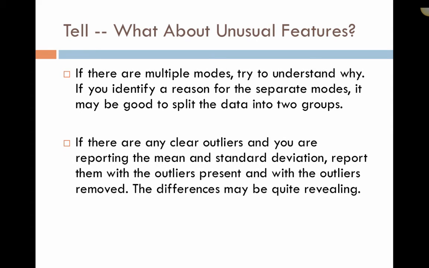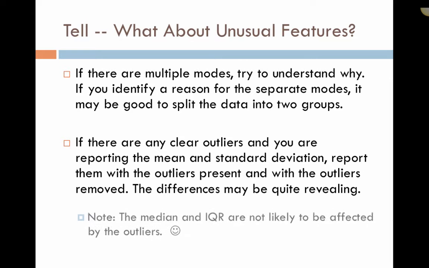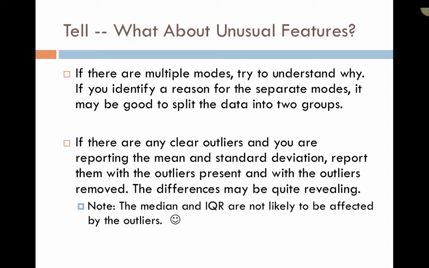If there are outliers, it's often a good idea to give the mean and standard deviation both with and without the outlier, because the difference can sometimes be quite revealing. The median and IQR are not affected by outliers, so therefore you wouldn't have to find those twice.